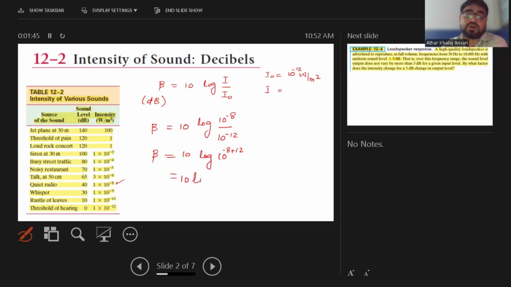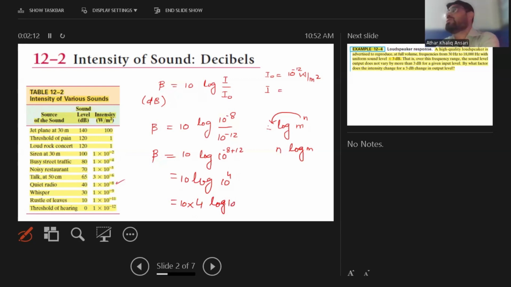So this will be 10 log of 10 to the power 4. The definition of logs says that if you have the log of some value with a power, the power rule says that this power becomes the coefficient of the log, so log m to the power n becomes n times log m. Same thing, this 4 goes as a coefficient of log 10. If you use the calculator, log 10 is 1. So your answer is 40 decibel, and you can see it is also given in your table. So you can easily find all of these values. If beta is given, we can find intensity. If intensity is given, we can find beta, the decibel level.